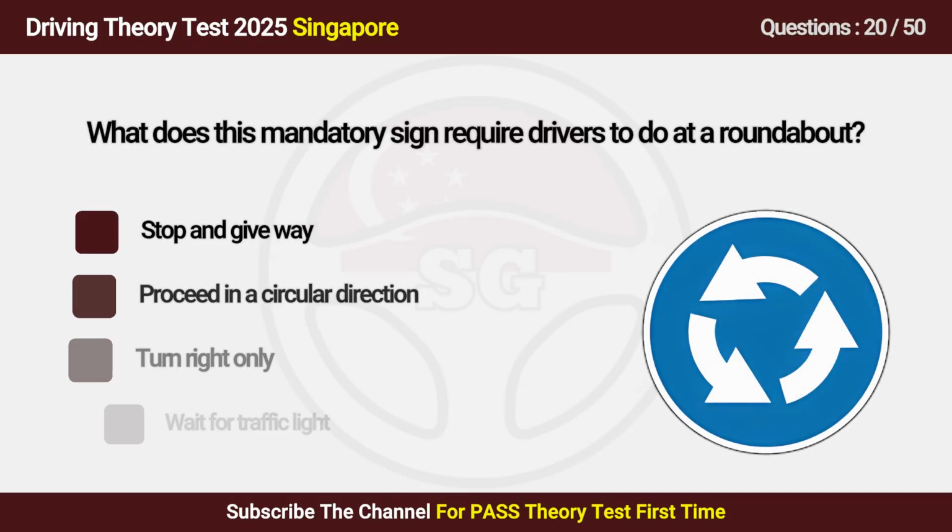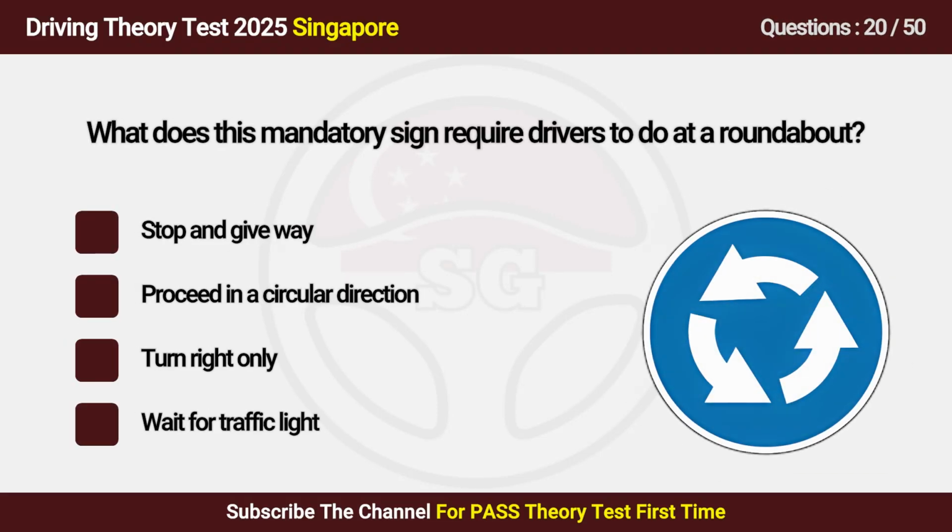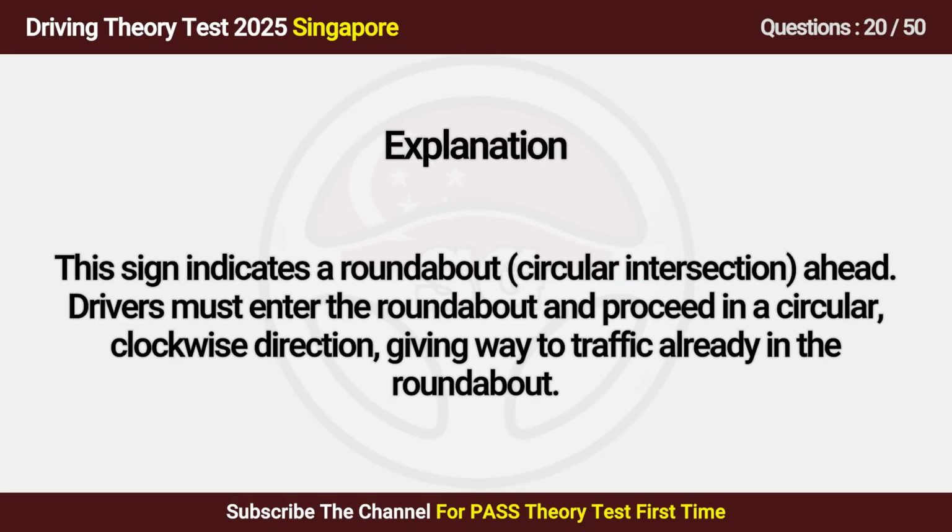Question 20. What does this mandatory sign require drivers to do at a roundabout? A. Stop and give way. B. Proceed in a circular direction. C. Turn right only. D. Wait for traffic light. Answers is B. Proceed in a circular direction. This sign indicates a roundabout circular intersection ahead. Drivers must enter the roundabout and proceed in a circular, clockwise direction, giving way to traffic already in the roundabout.